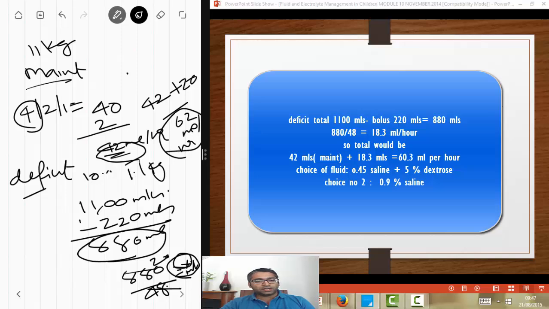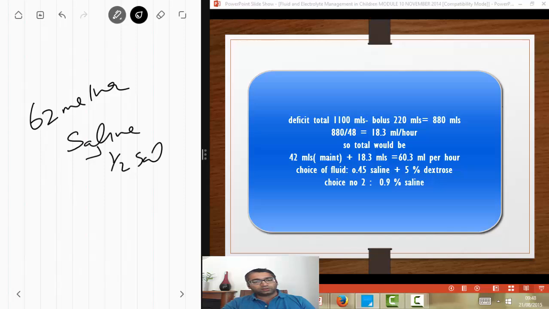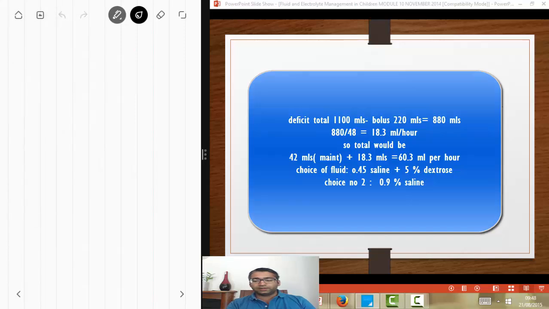And what fluid would you use? Again, you could use saline or half saline. So you would use 62 ml per hour. You could use saline or half saline, whatever you like or whatever your unit policy says. I don't have any strong feelings about either. Hope that was easy.